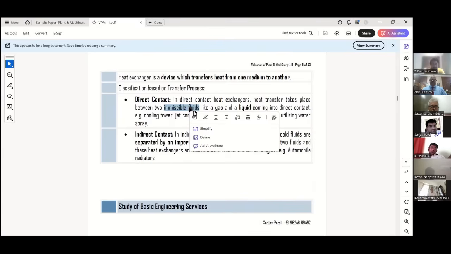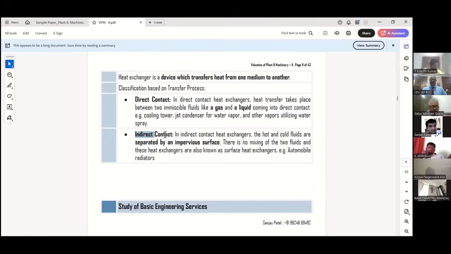There we can use the direct contact. If it is a miscible fluid, if they mix with each other, we cannot use the direct contact heat exchanger. There we have to use an indirect heat exchanger, indirect contact.